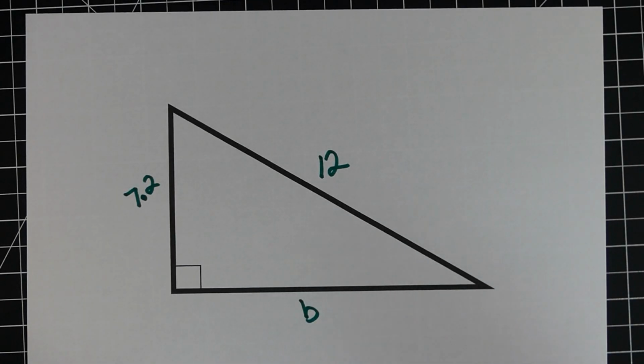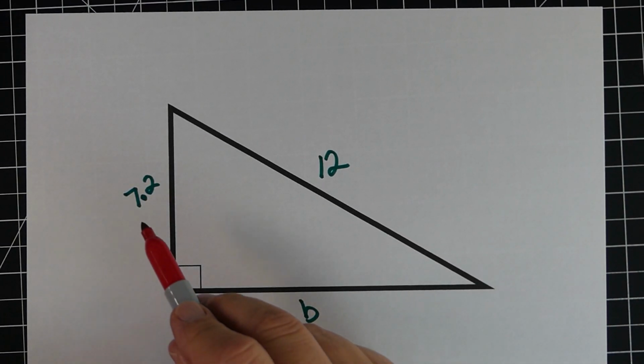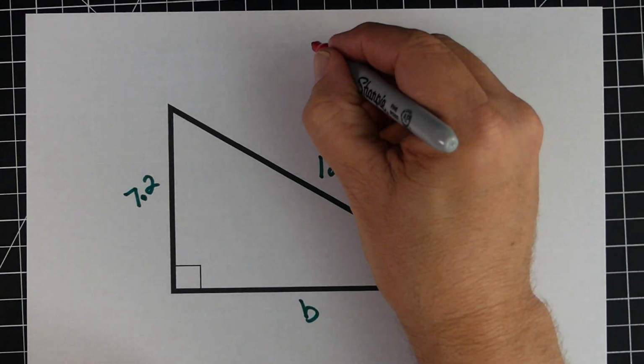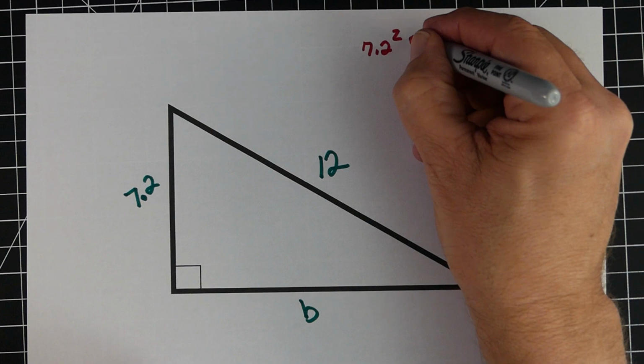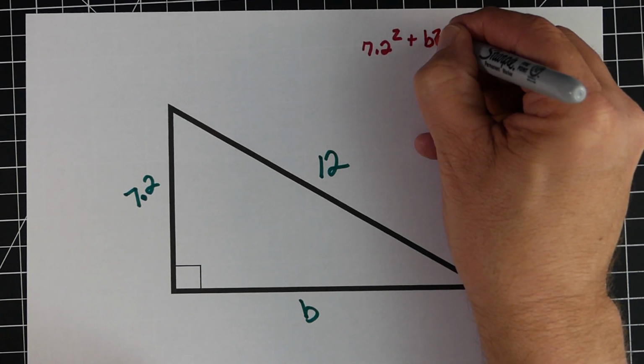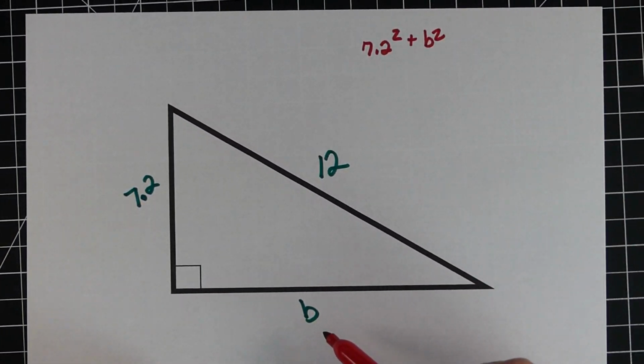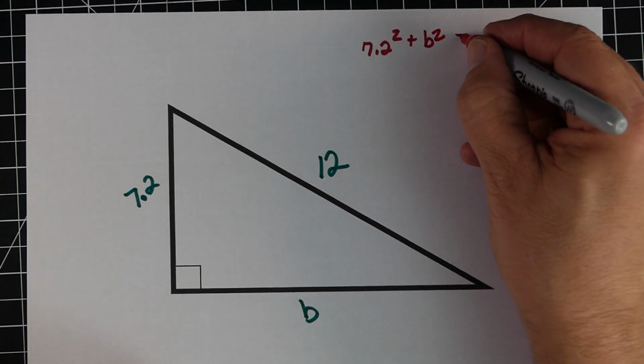All right, example number 4 of finding a missing leg. So in this particular one, we have a decimal here. So we know a is 7.2. We know what the hypotenuse is, 12. We've got to find the b. So we have 7.2 squared plus b squared, and that's going to equal our hypotenuse of 12 squared.